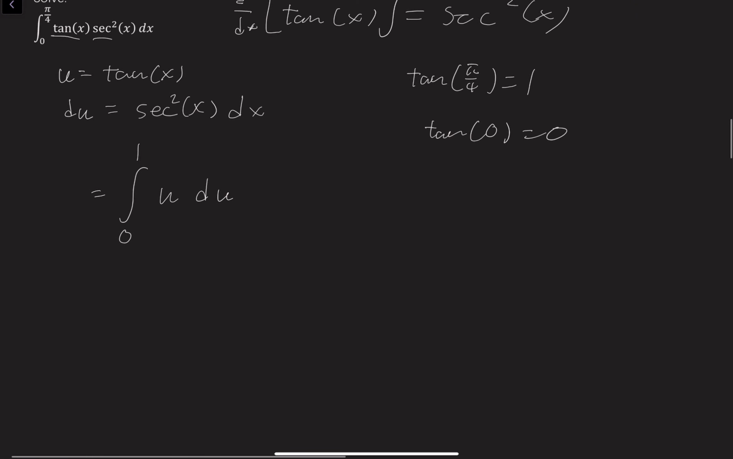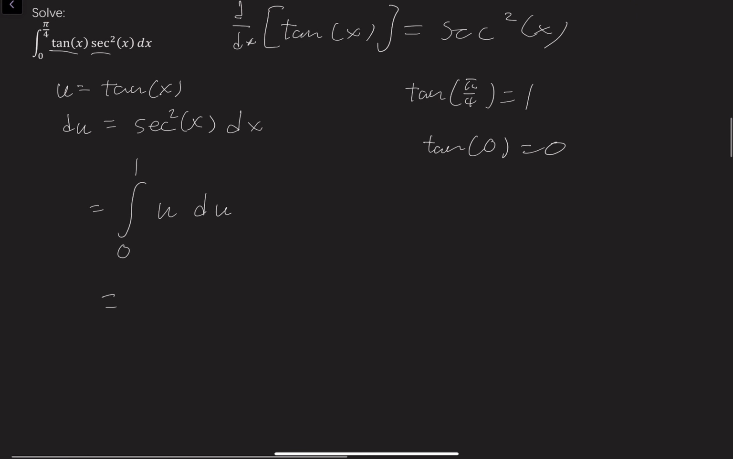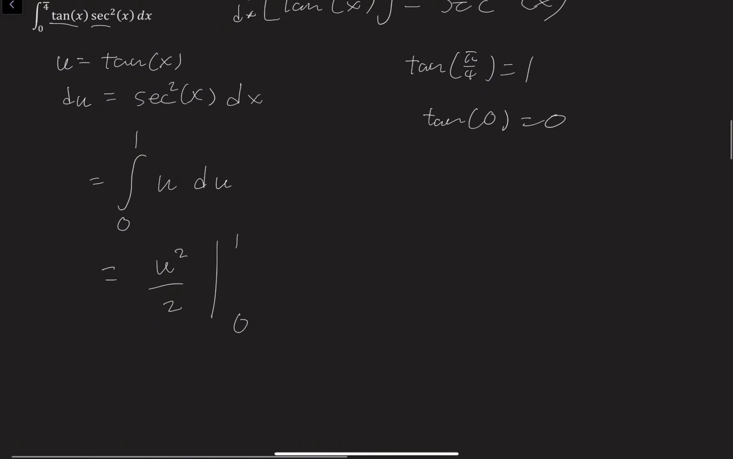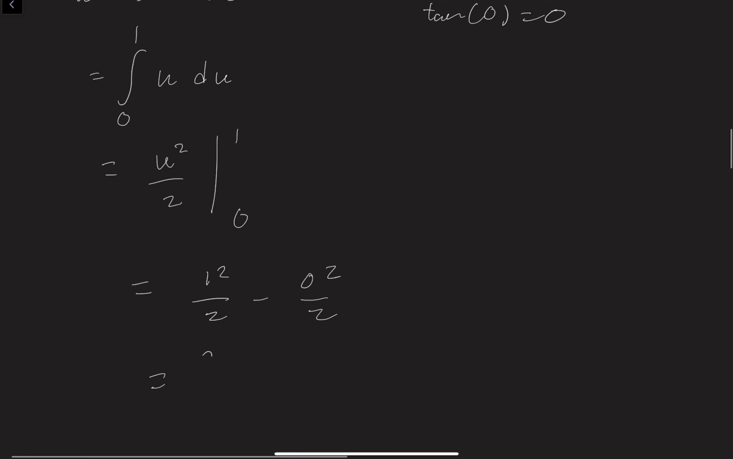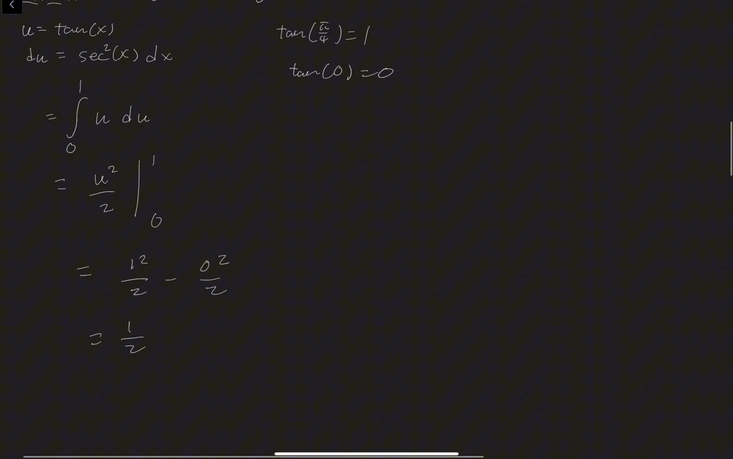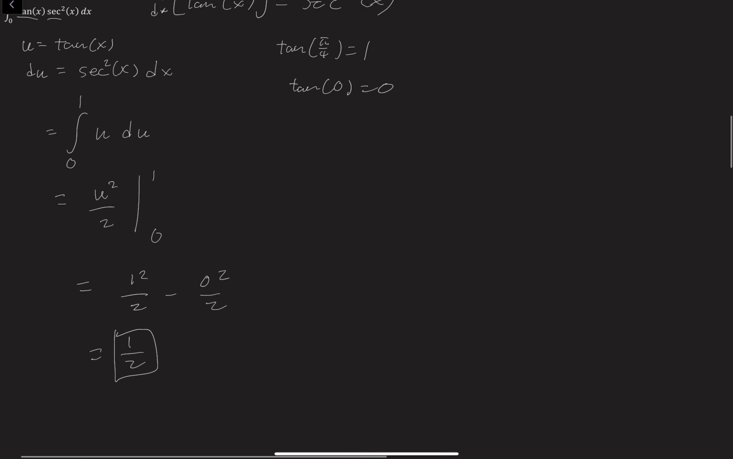And now using the reverse power rule, we get u squared over 2, evaluating from 0 to 1. And using the second fundamental theorem of calculus, we can just substitute 1 in and subtract substituting 0 in. So that's 1 squared over 2 minus 0 squared over 2. That's equal to 1 half. And that's our result with this problem.